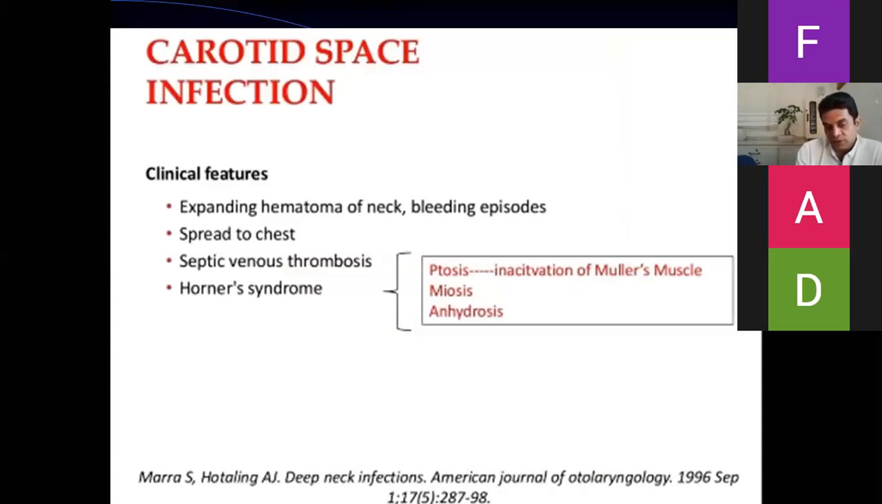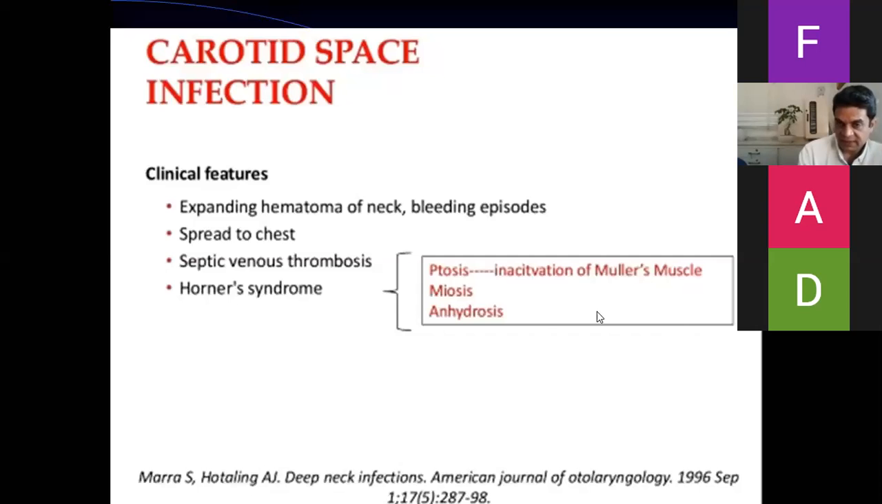One more thing we should know about is when the carotid space is involved, after the involvement of parapharyngeal spaces. There is a classic syndrome known as Horner syndrome. Horner syndrome is because of the involvement of the nerves in the carotid spaces. So when these nerves are paralyzed because of the space infection, the patient typically presents like this: the patient has ptosis, miosis, and anhidrosis. So this is known as Horner syndrome.